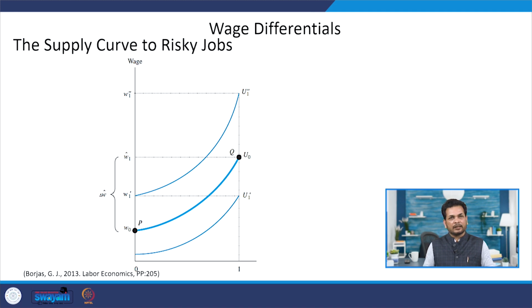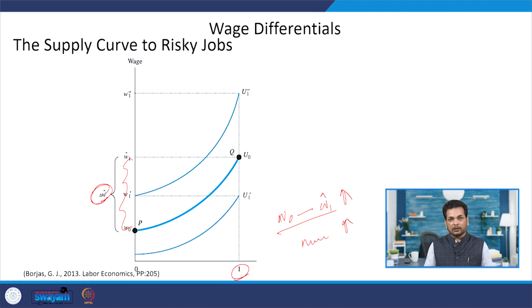Now, deriving the supply curve for the risk jobs, we can derive the supply curve for the risk jobs from this graph. What happens, as we have seen, is that at least this delta W hat amount of incremental wage, the compensating wage, is required in order to bribe the worker to work in a risk environment. So now if this delta W hat, the difference between W0 and W1 hat, keeps on increasing, then more and more workers are going to work in the risk environment.